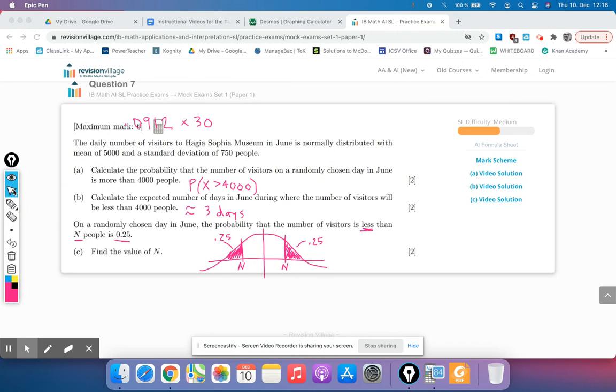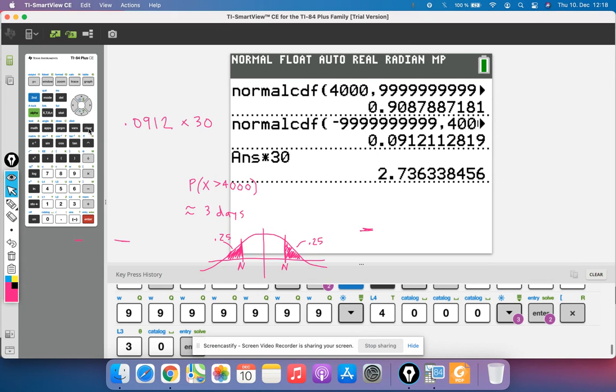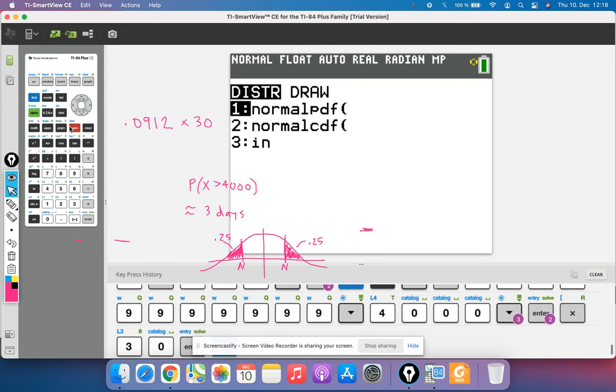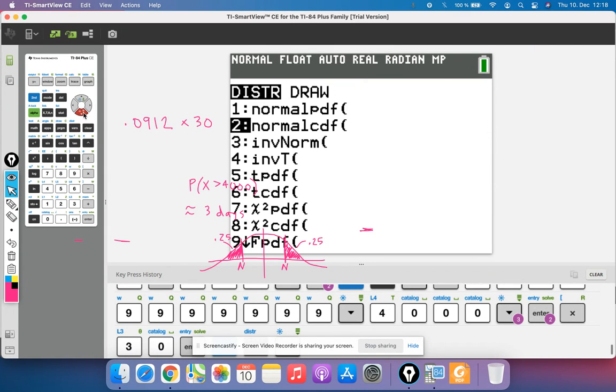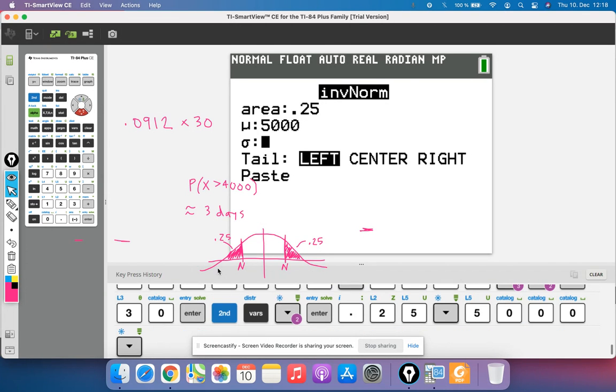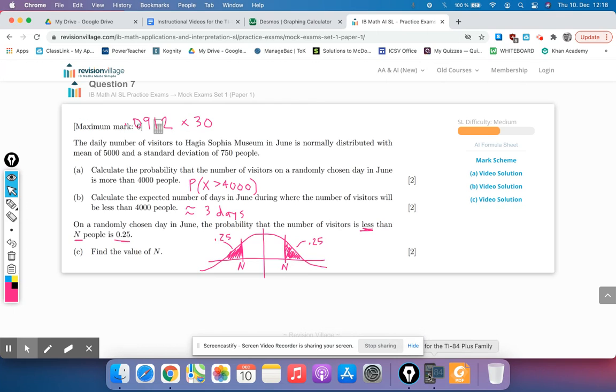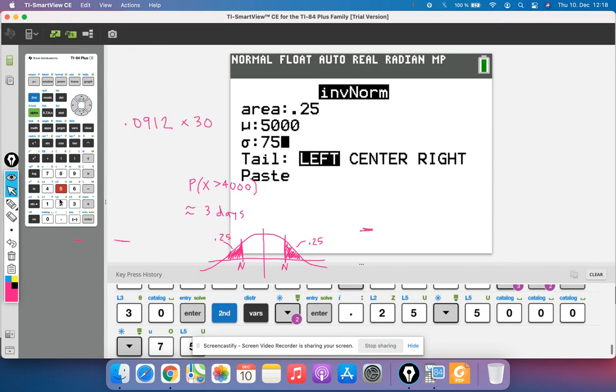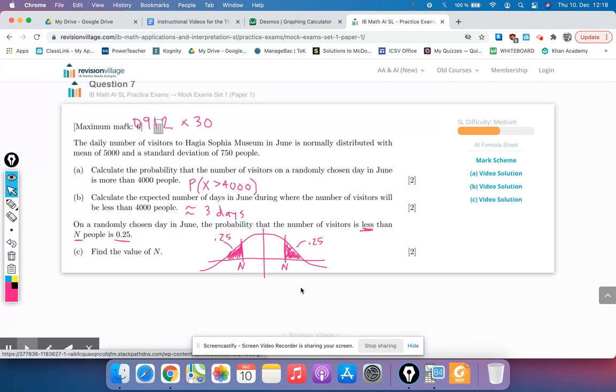Now, let's go ahead and calculate. Bring up the normal distribution. And we want second vars, and now instead of normal CDF or PDF, we want inverse norm. Okay, now the area is the probability, that 0.25. The mean is the same mean we had before, which was 5,000, I believe. And the standard deviation was 750. Okay, and now the tail, we want this to be left because it said less than 0.25.